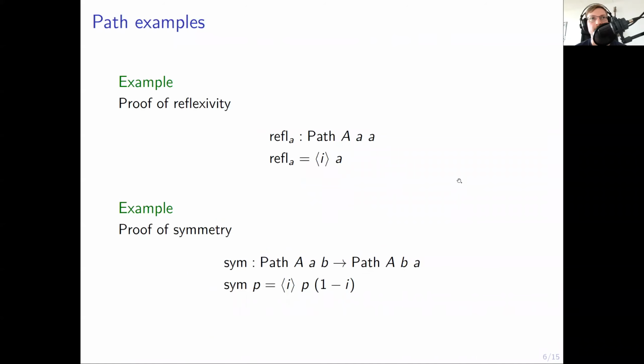Just to show you an example of how to use this path abstraction, here's an example of how to define reflexivity, which is just a constant path, and an example of how to define symmetry. I don't think I'll spend more time on this. It sounds like you know more than me about this.